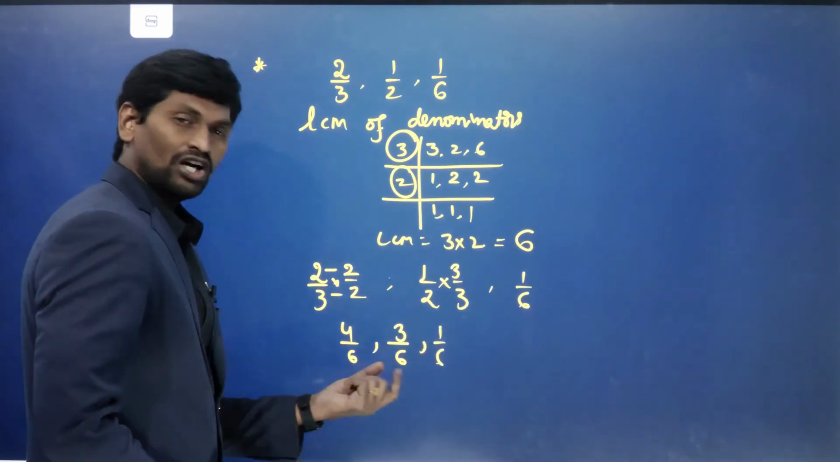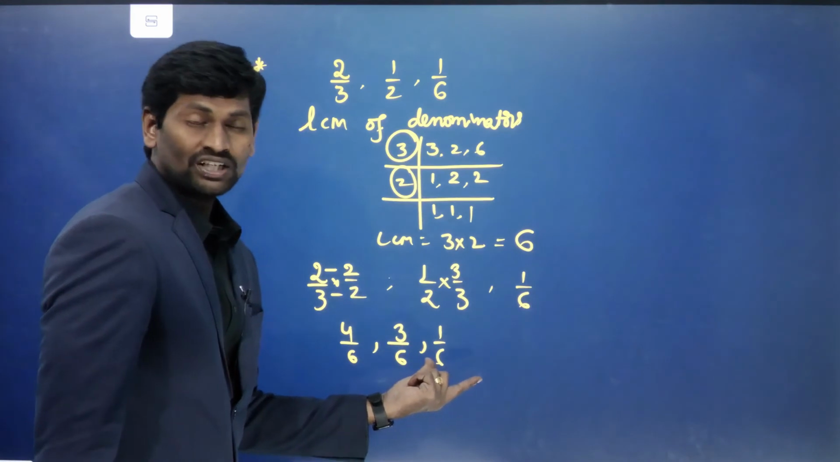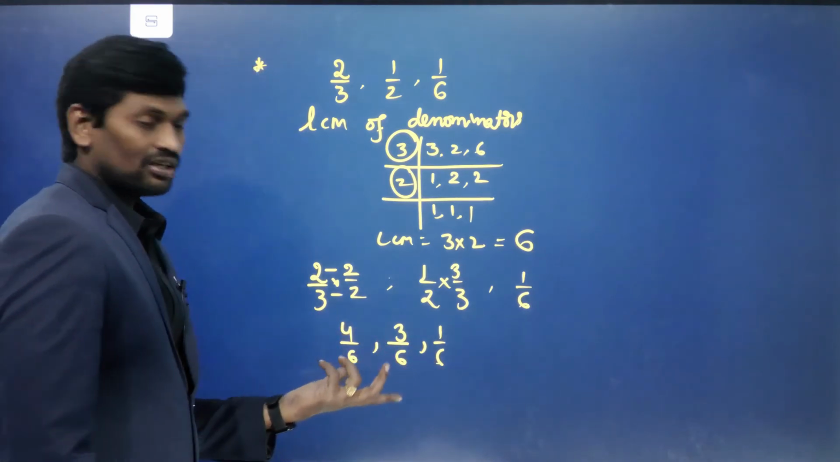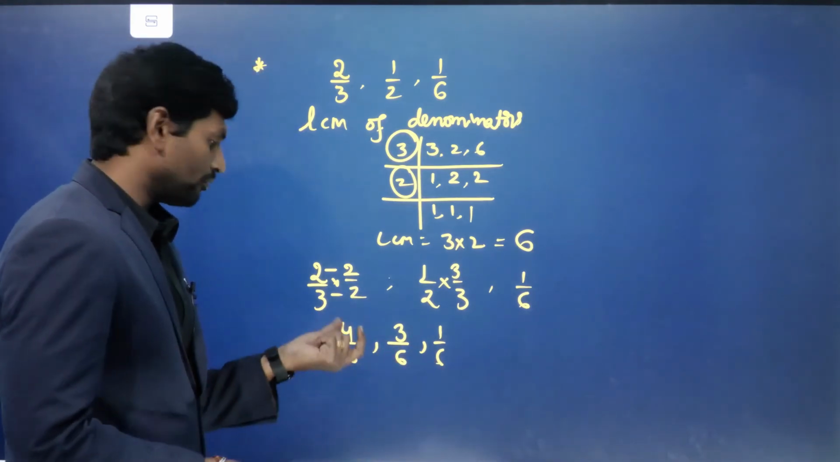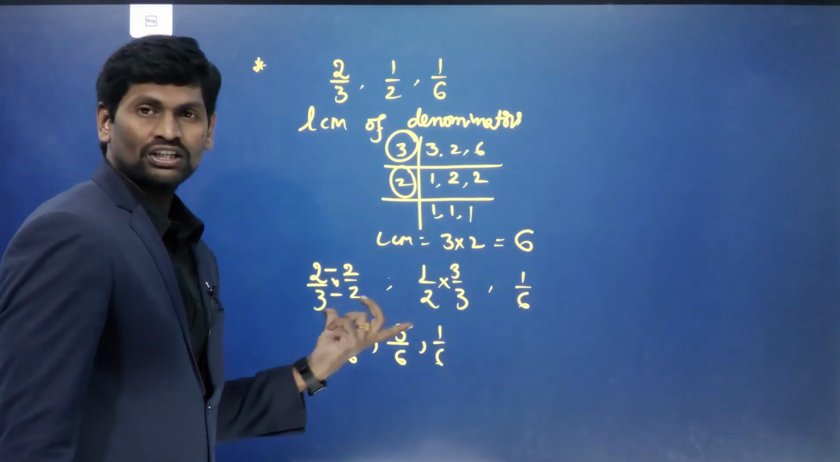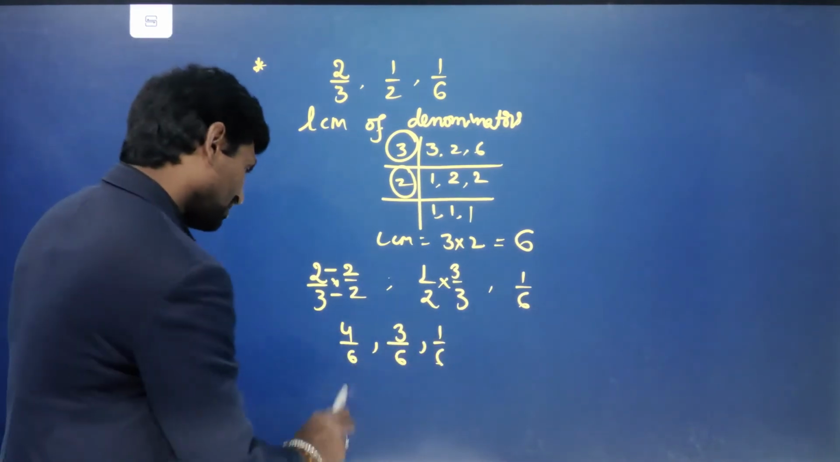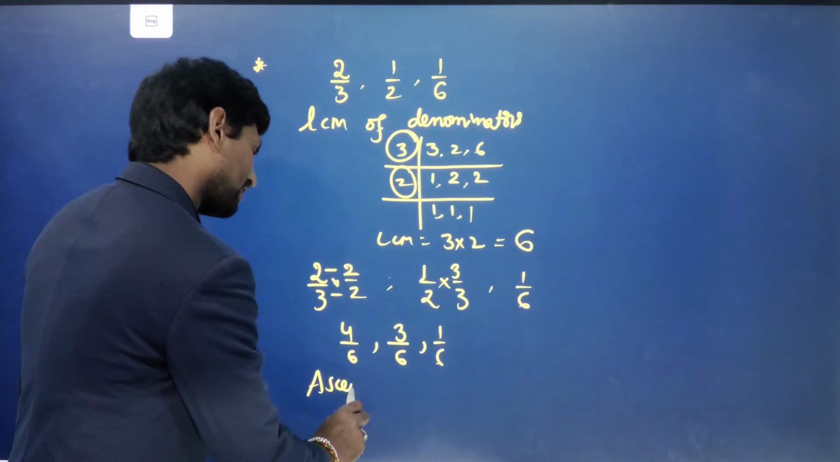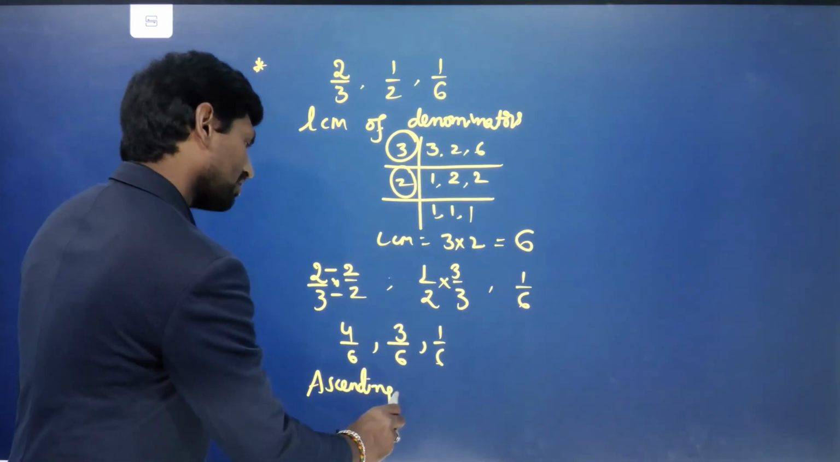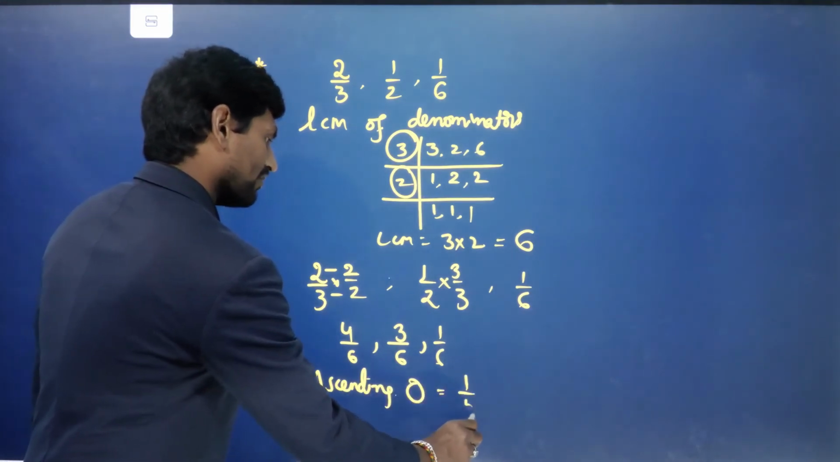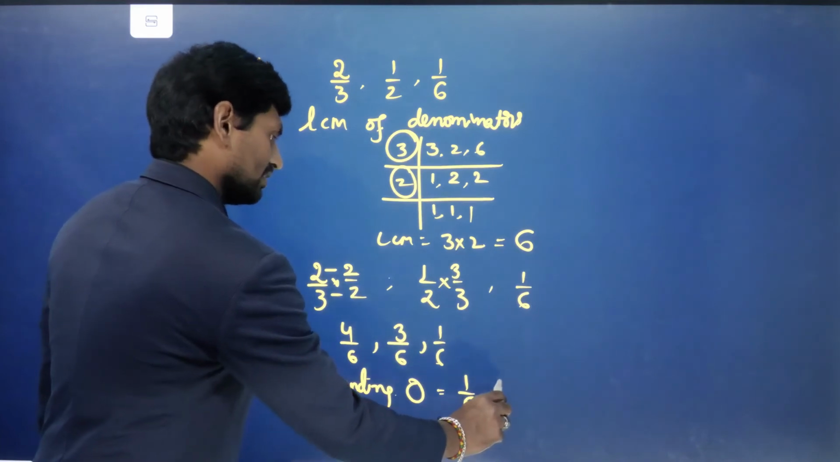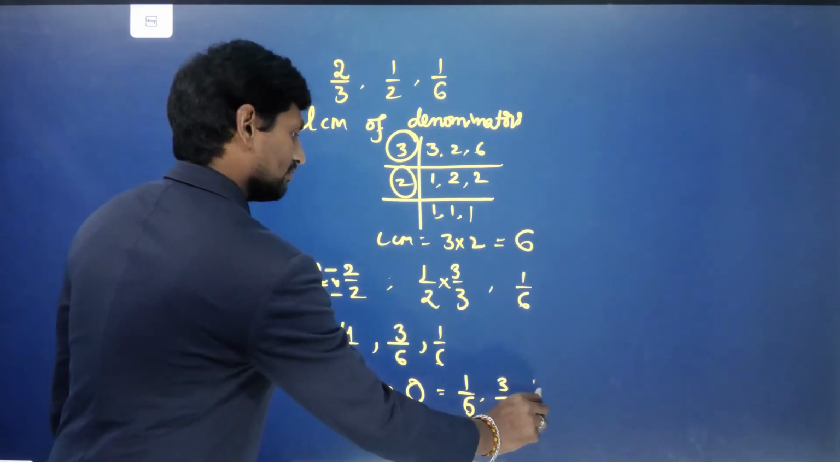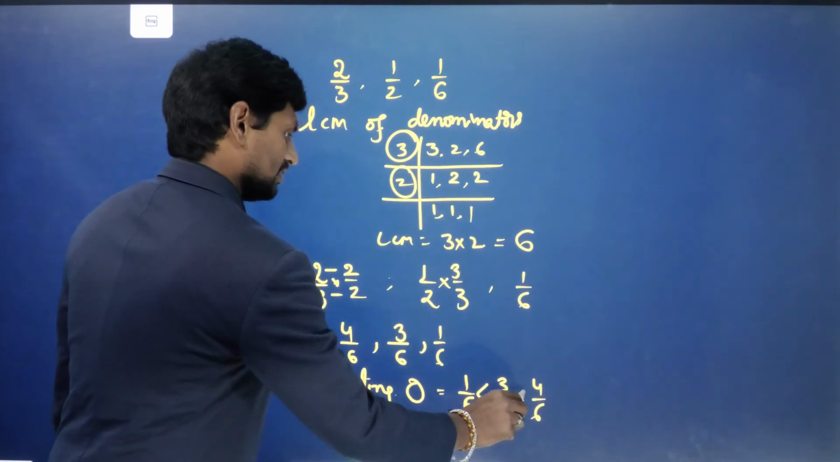Among them, all have the same denominators, so they are like terms. Which numerator is the biggest here? 4. 4, 3, 1: 4 is the biggest and 1 is the smallest. Ascending order means small to big, right? Small number to big number. So the ascending order is 1 by 6, 3 by 6, 4 by 6. This is the ascending order.